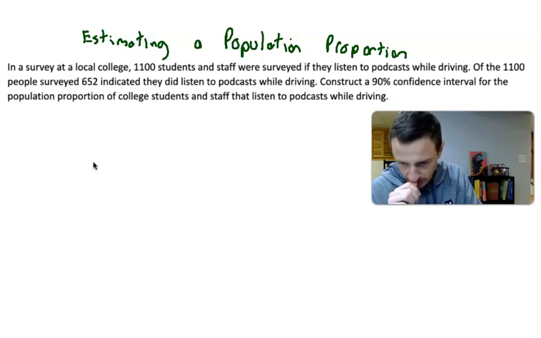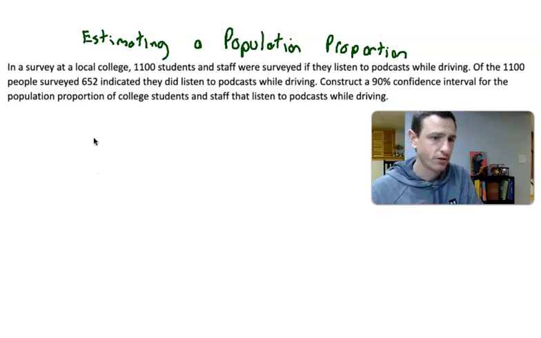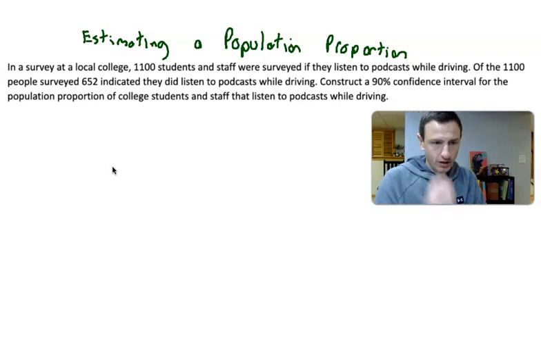So there's a number of different types of estimations that we can make about a population: proportion, mean, standard deviation. So in this scenario, I want to do proportion.